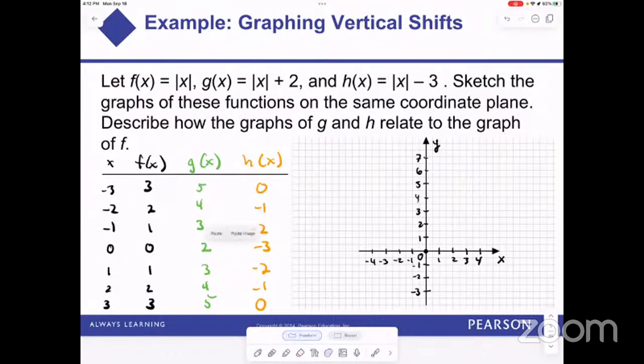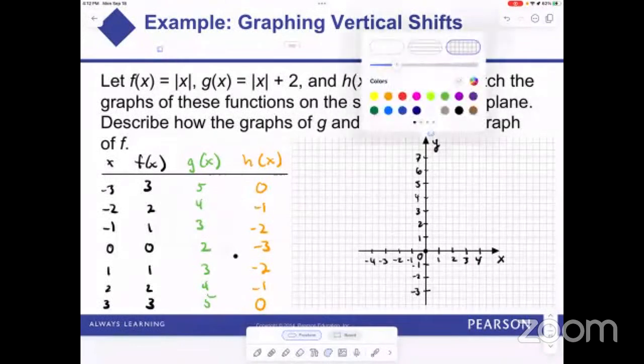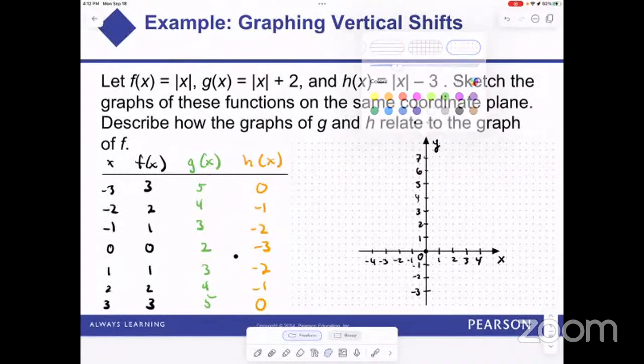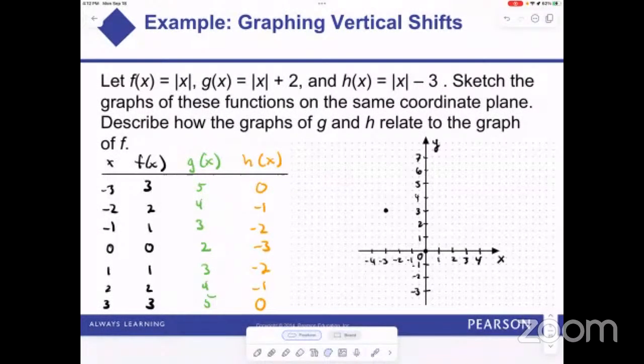Okay. So now let's plot f of x. So the first point we have is -3, 3. And actually, let me change my paper. I'm a fan of this. Okay. So then -3, 3 is here. And then -2, 2 here. -1, 1.